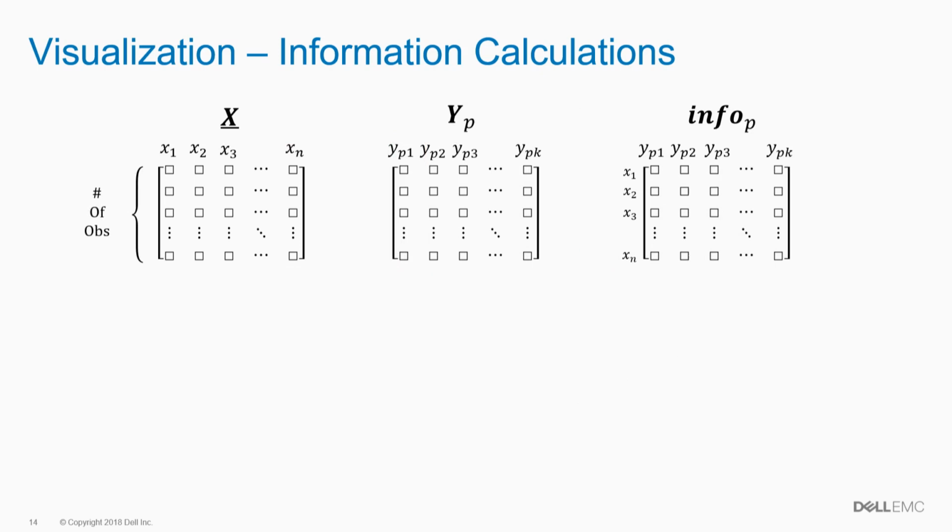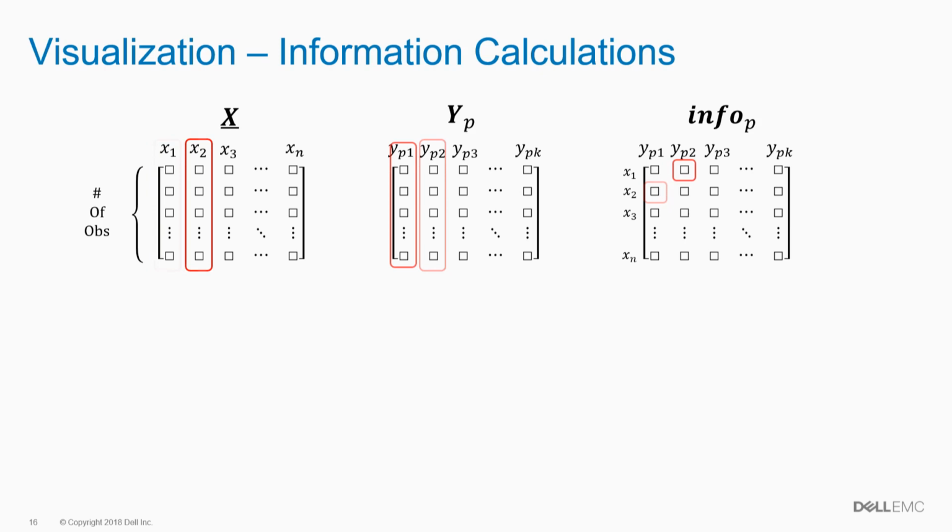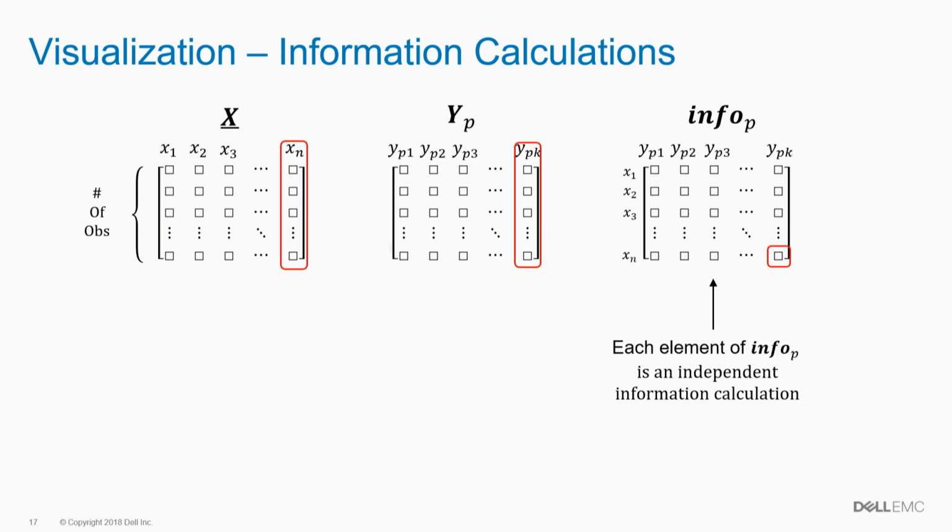Going to the permutation matrix. We still have our original matrix for our independent variables. Now we're going to create a new matrix that's going to have all of our random information measures from the permutations of our YP matrix. And again, from a visualization perspective, we're able to step through column by column, populating this matrix. There are a lot of calculations at the end. Each element of our info P is also an independent calculation. So again, awesome opportunities for parallelization.